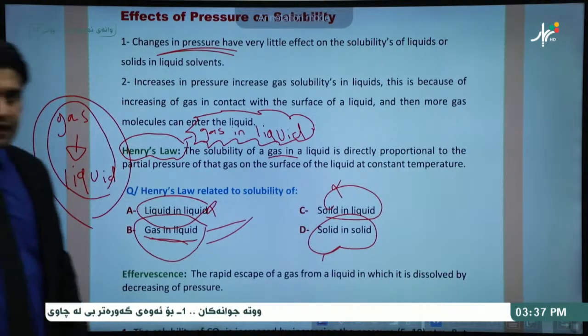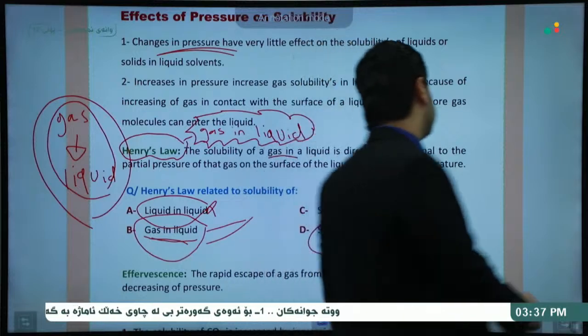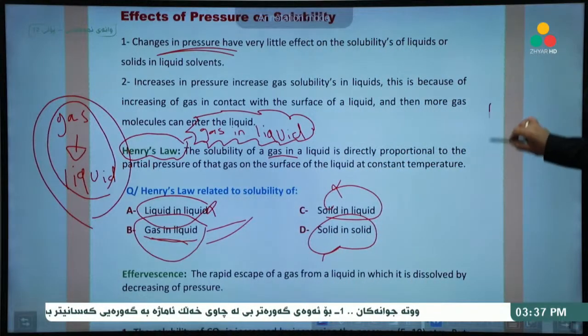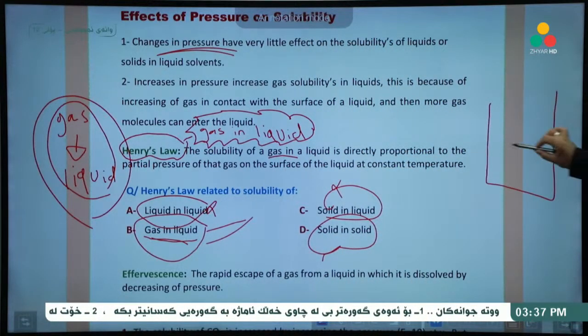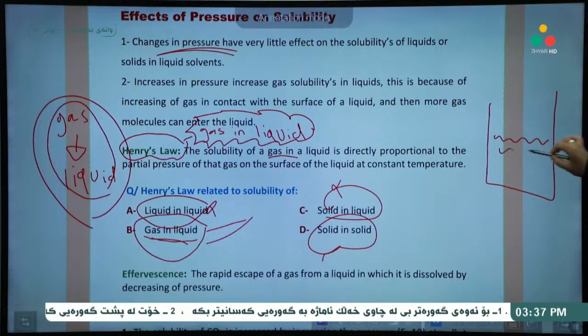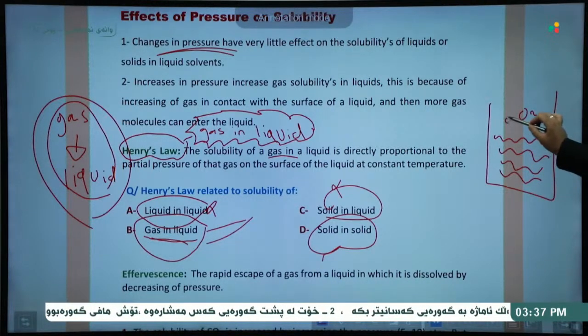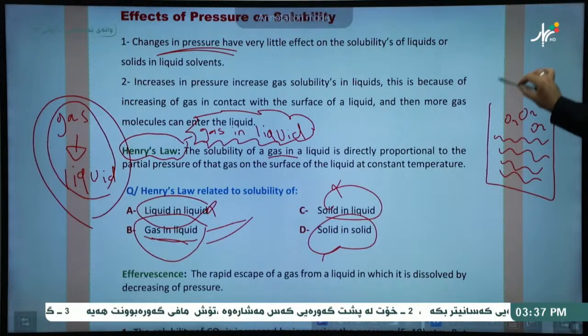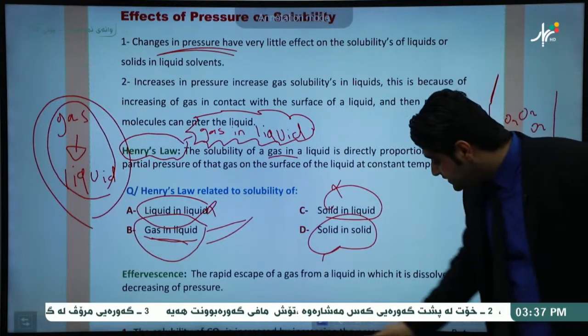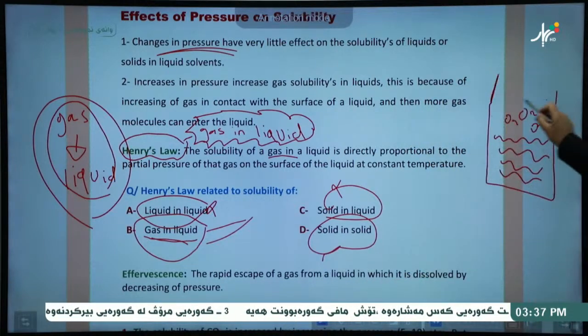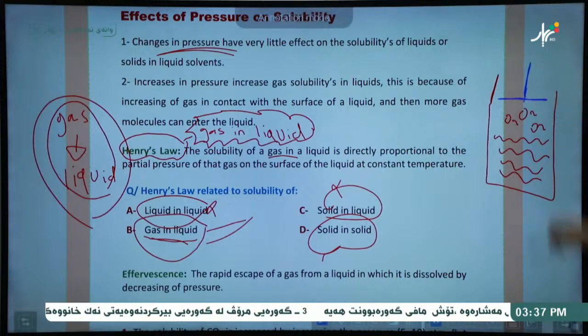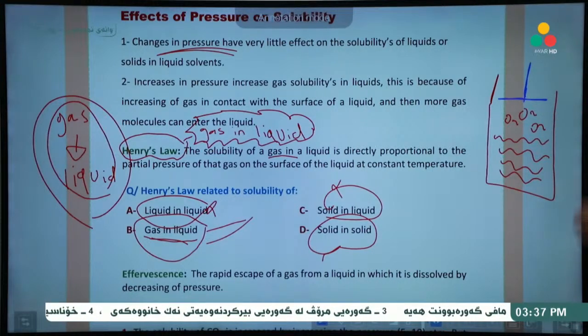Why? I'm going to show you why. Look, this is a beaker containing some liquid. Here is O2 gas. And now let's increase the pressure. So we have a rule for discussing this process, which is Henry's law. Henry's law says that increasing pressure increases the solubility of gas in the liquid.